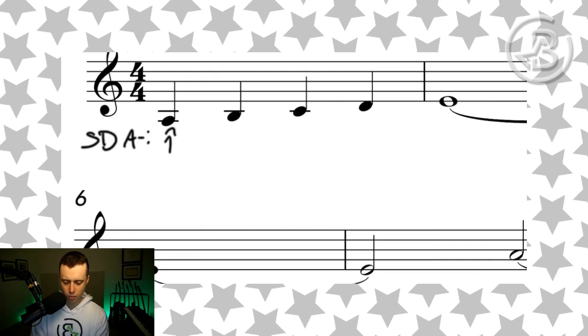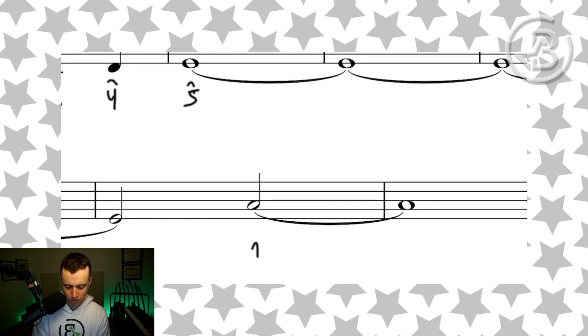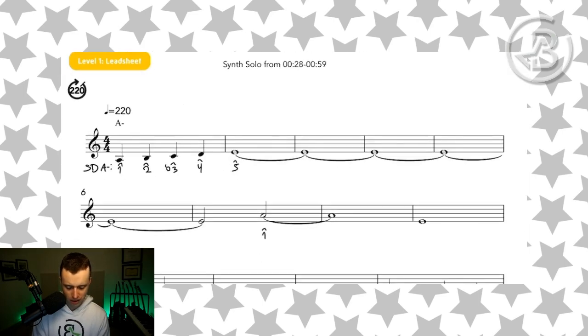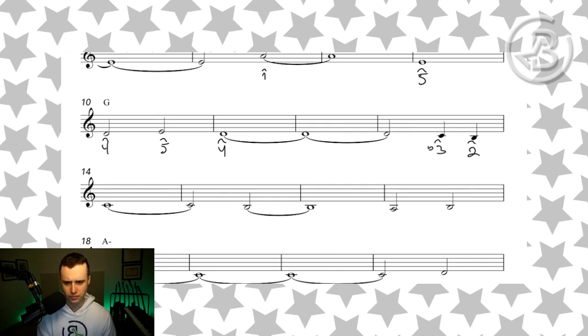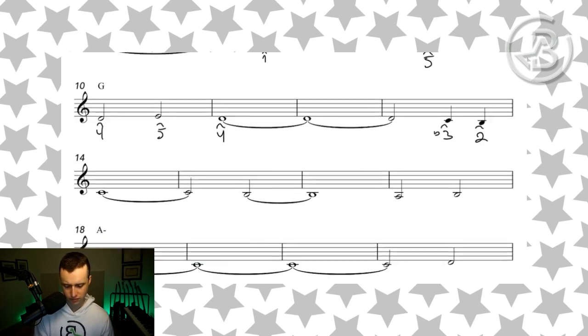So let's start off by doing our scale degrees in A minor. We have scale degree 1, 2, 3, 4, 5. And 5 is tied. And then we're back to 1 here, and then 5. Okay, changing here, we have 4, 5, 4, 3, 2. This is measure 10. So in measure 10, we have 4, 5, 4, 3, 2.